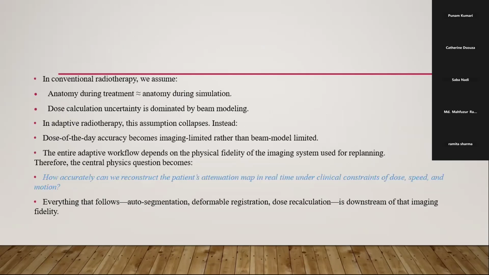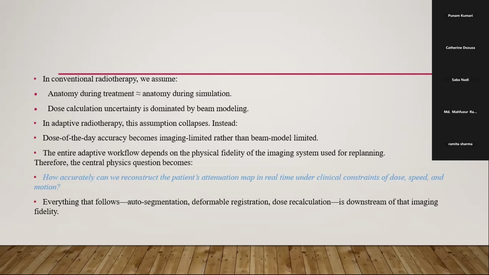In conventional radiotherapy, we assume the anatomy during treatment is the same as the anatomy during simulation. So dose calculation uncertainty is dominated by beam modeling. But in the era of adaptive radiotherapy, this assumption collapses. So here, the dose-of-the-day accuracy now depends on the imaging rather than on the beam model.